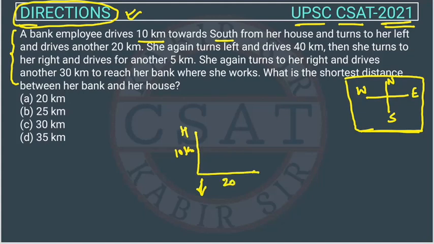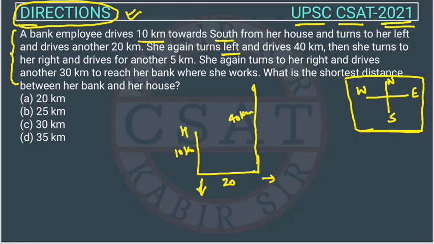So this is 20 kilometers. She again turns left. She is facing this side now, so she is again taking a left turn, right? The left turn will be this side, and she drives 40 kilometers. So like this, this is 40 km.